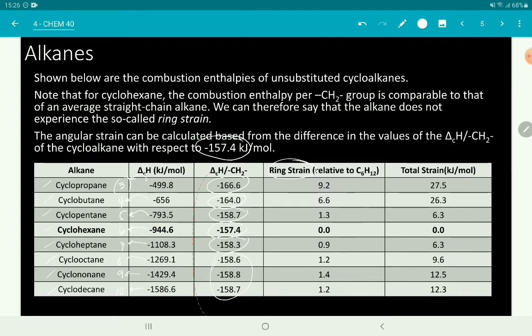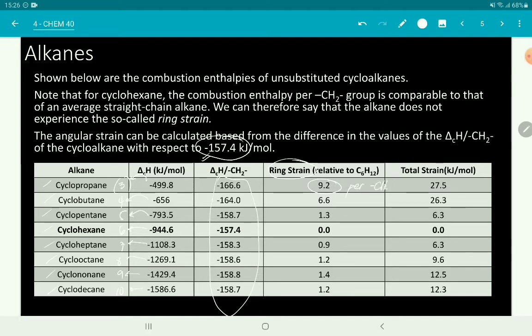So, all we need to do is to subtract the values given here sa negative 157.4. Malalaman natin kapag sinubtract natin yung values na to sa negative 157.4, yung energy dedicated for the ring formation only. Yung energy na yon is called the ring strain. That is the energy required to convert or at least form the ring from its constituent chain. So that's the energy required, for example, to form cyclopropane from propane. So this is the ring strain per methylene group.